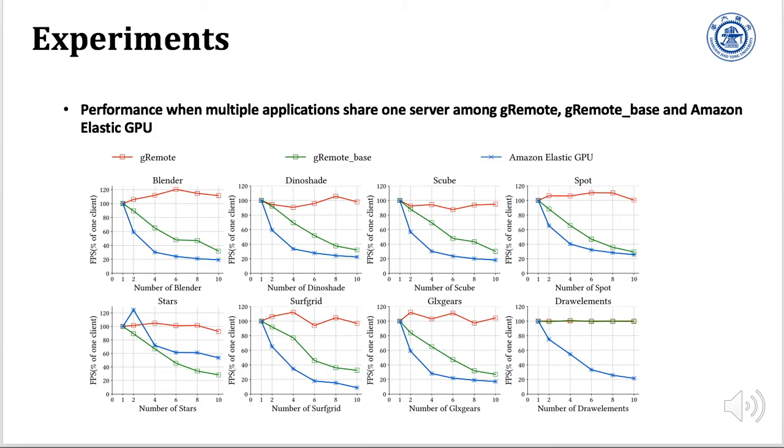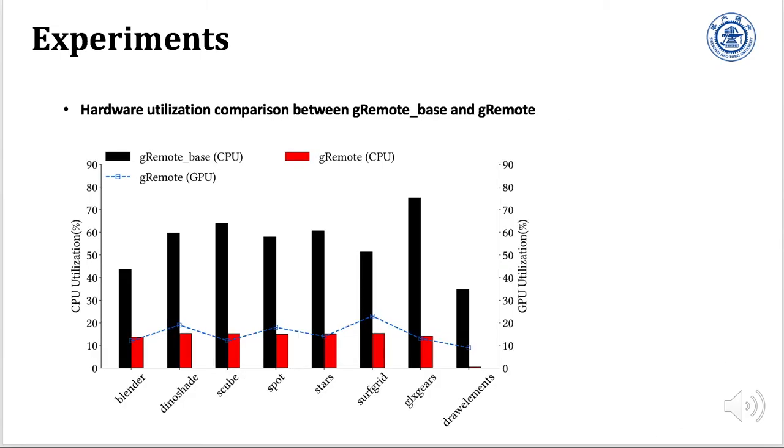For gRemote base and Amazon Elastic GPU, performance degradation happens when a new application comes. For gRemote, the line is quite smooth and no obvious variations appear. We can see that there is one exception, draw elements, whose FPS is controlled by time. Thus, gRemote did nothing to this application.